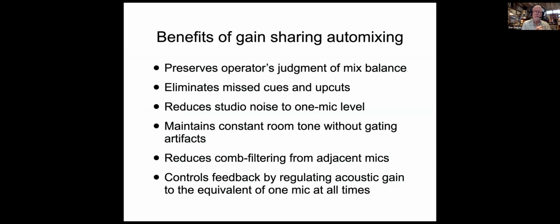The mixing part is in the operator's hand on the faders, but it totally eliminates missed cues and upcuts, which is just wonderful. It reduces the studio noise to 1 microphone level. It maintains constant room tone without gating artifacts, and it reduces comb filtering from adjacent mics by a 2-to-1 factor in dB, and it controls feedback by regulating the acoustic gain to 1 microphone at all times.